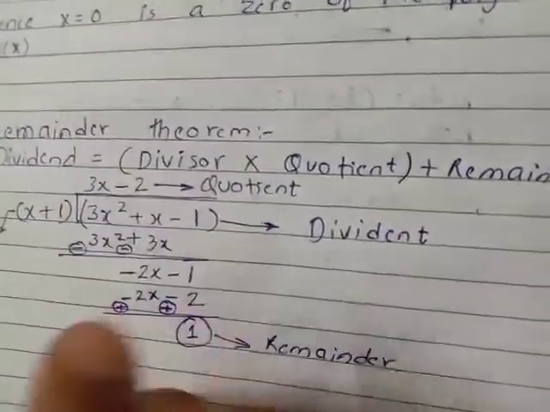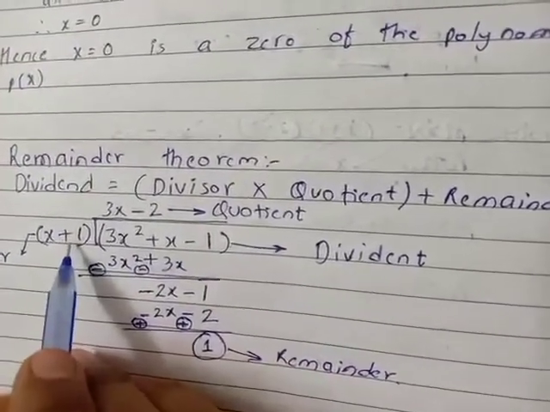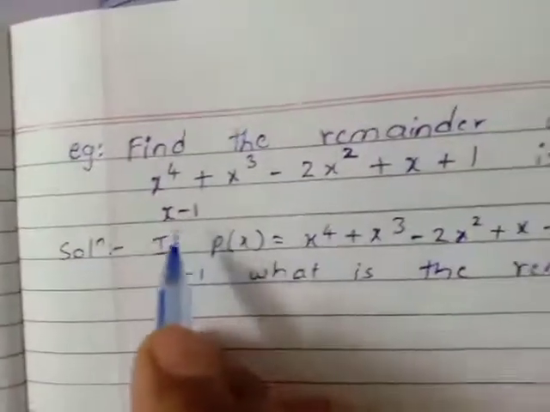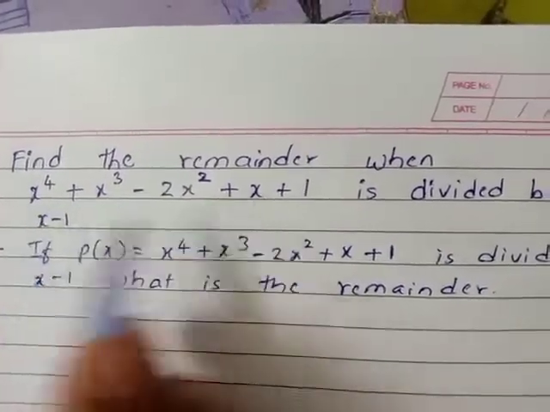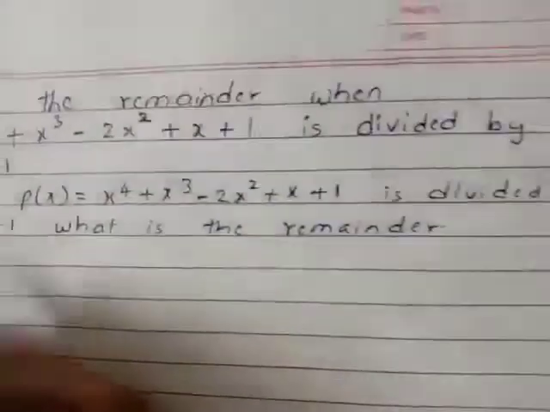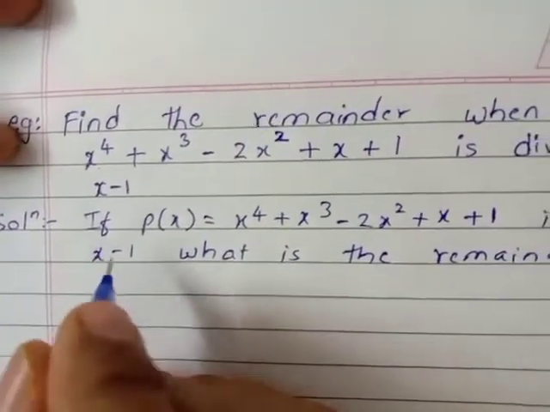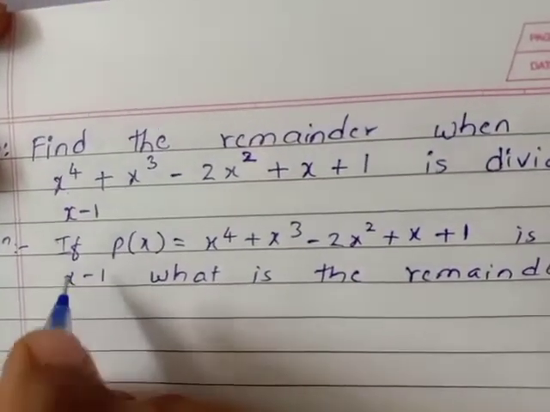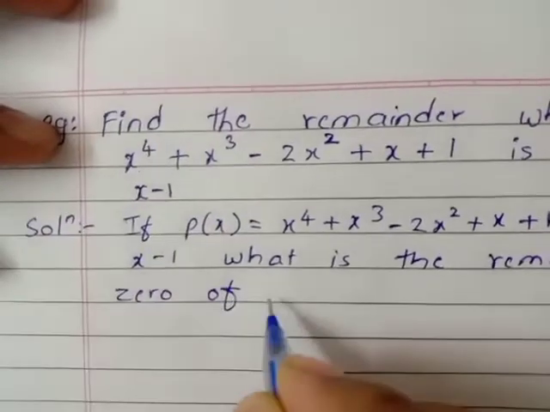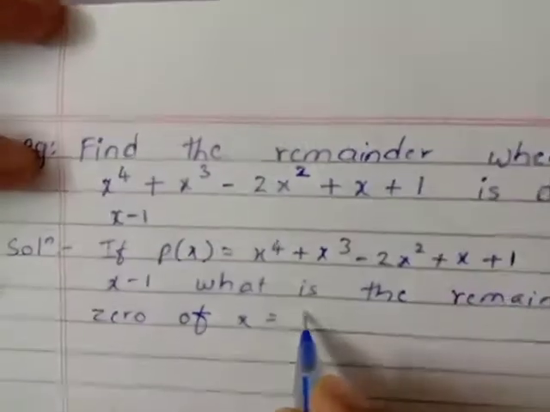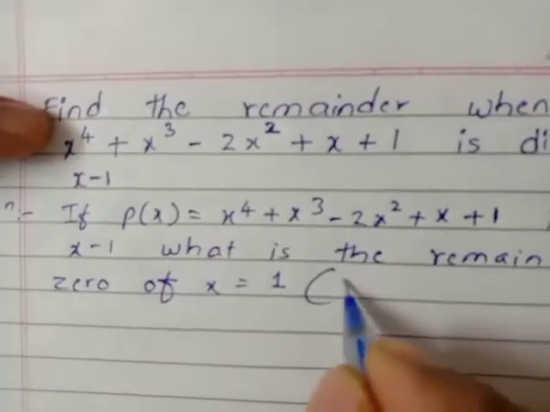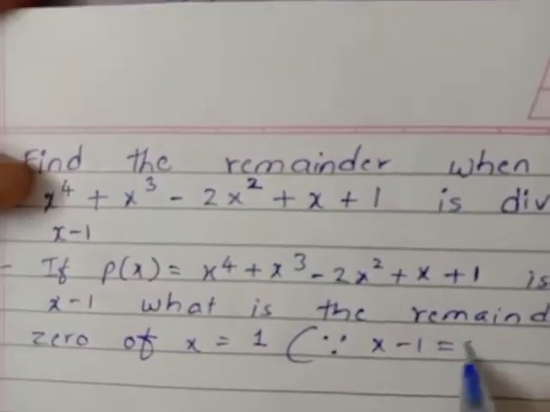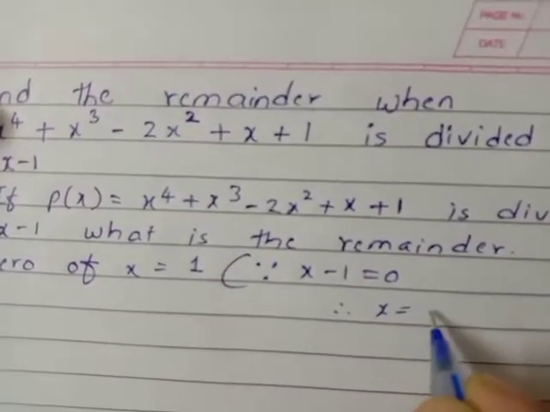Here you have seen how we have found out the remainder. We have divided this equation by this. Here they have given the same question, but the method is different. Divide this by this. So what is the next step? This means that we set the divisor equal to 0. How will we find this? Because x minus 1 equal to 0, therefore x equal to 1.